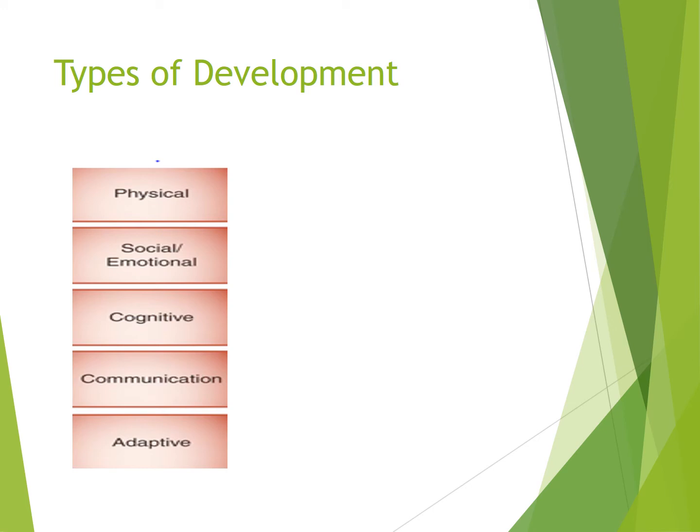Adaptive development is a range of skills that allow you to live independently. There's self-care skills like dressing and undressing, feeding yourself, eating, toileting. And then there's manage of the environment. It's important that we teach our children to leave the house if it catches on fire and go to a neighbor's to call 911.